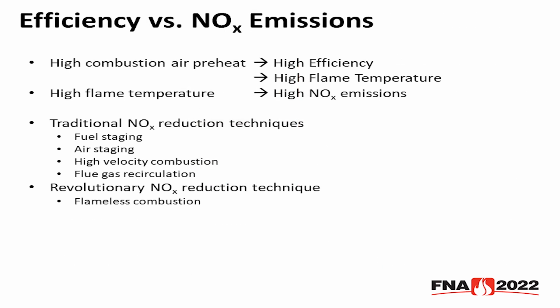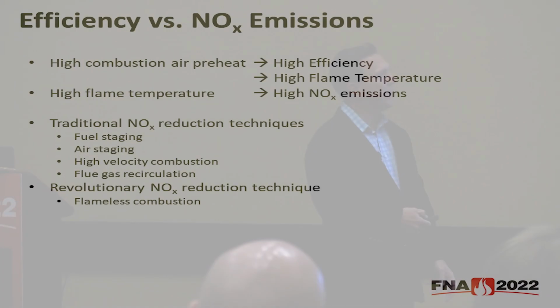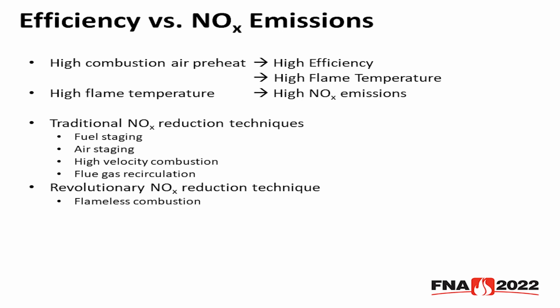Okay, so traditionally there has been a trade-off between efficiency and NOx emissions, because in order to achieve high efficiency, as we discussed, it's necessary to preheat the combustion air to high temperatures. This leads to high peak flame temperatures, and thermal NOx, which is the primary form of NOx generated in a combustion reaction, is an exponential function of peak flame temperature. So as combustion air preheat goes up, flame temp goes up, and NOx starts to take off through the roof.